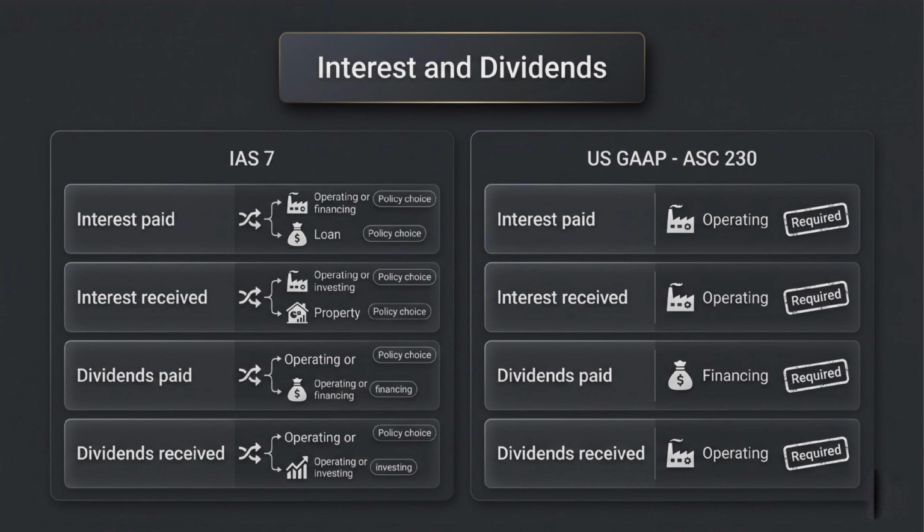Under US GAAP ASC 230, the treatment is more prescriptive. Interest paid is operating, interest received is operating, dividends paid are financing, and dividends received are operating for typical business entities. So the memory line is simple. IAS 7 gives more classification flexibility. US GAAP gives more fixed classification rules.